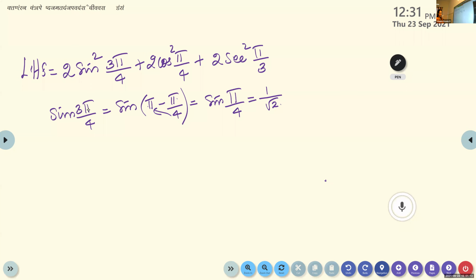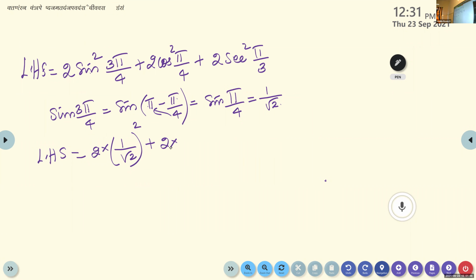And what is sine of 180 minus theta? Sine of 180 minus theta is sine theta. So it is sine pi by 4, which is 1 by root 2. The remaining values we all know, so you can directly substitute. So LHS is equal to 2 into sine square of 3 pi by 4, so 1 by root 2, the whole square, plus 2 into cos square pi by 4.